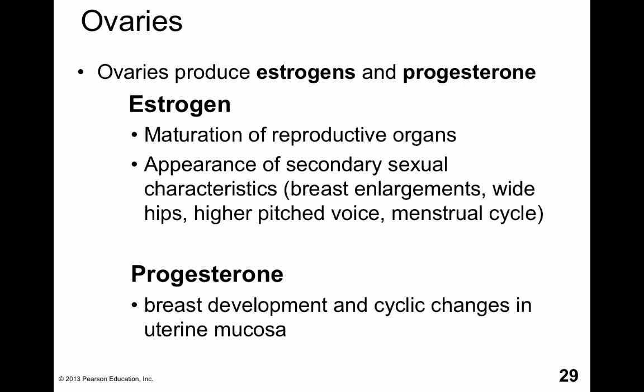The ovaries are important in producing estrogen and progesterone. Estrogen helps with maturation of the reproductive organs, and it's important for the secondary sexual characteristics for women. So breasts, wider hips, higher pitch voice, menstrual cycles. Progesterone is important in breast development and cyclic changes of the lining of the uterus.